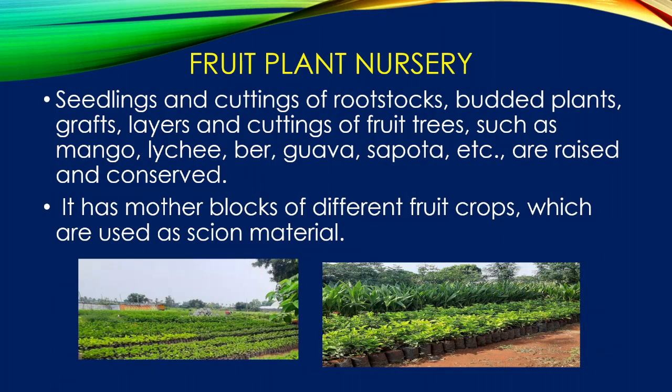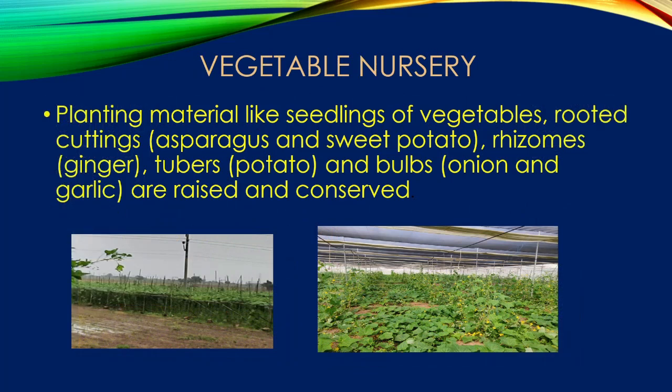Fruit plant nursery. Seedlings and cuttings of rootstocks, budded plants, grafts, layers, and cuttings of fruit trees such as mango, lychee, pear, guava, sapota, etc. are raised and conserved in these fruit plant nursery. Next, vegetable nursery. Planting material like seedlings of vegetables, rooted cuttings of asparagus and sweet potato, and rhizomes like ginger, tubers like potato, and bulbs like onion and garlic are raised and conserved in these vegetable nurseries.